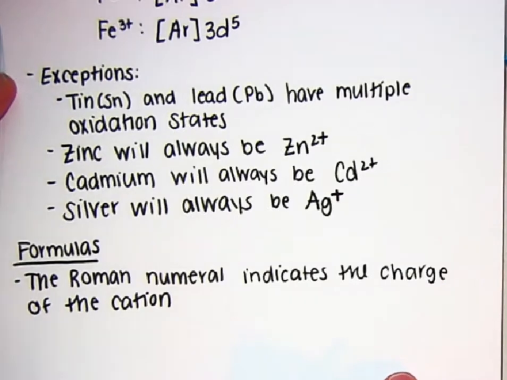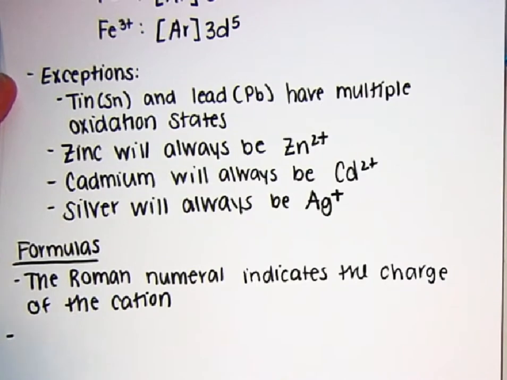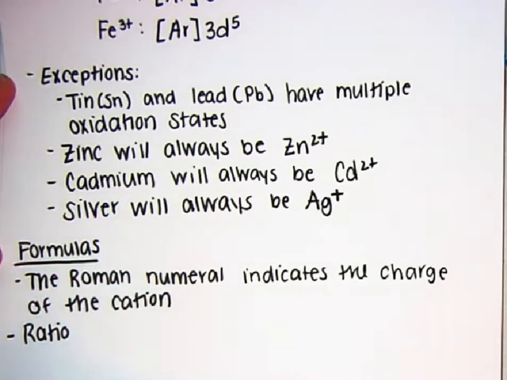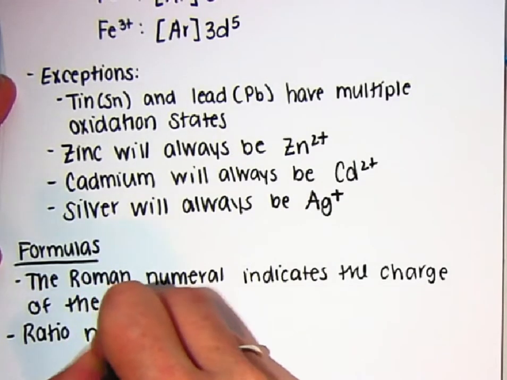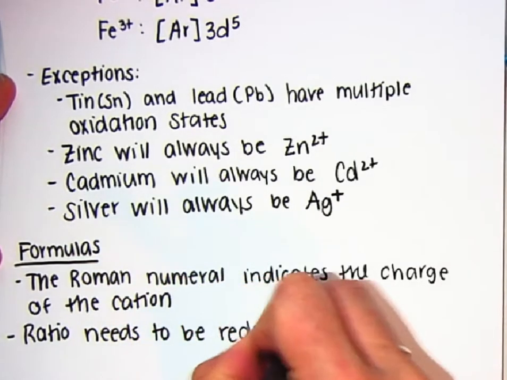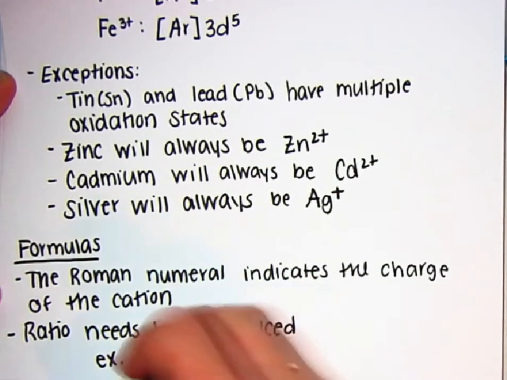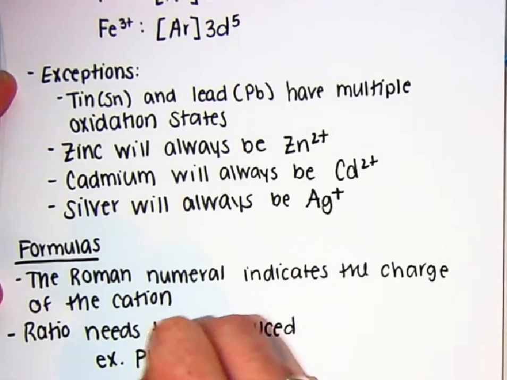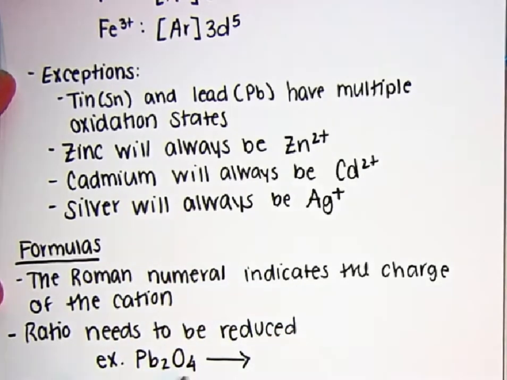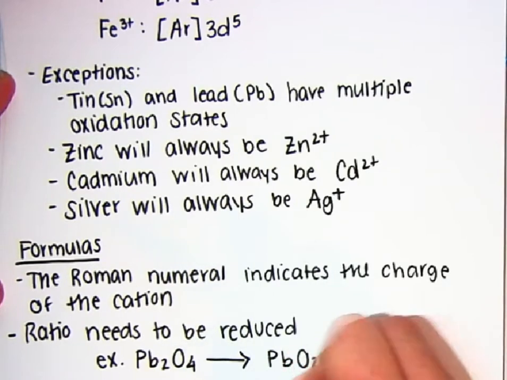And then one thing that we haven't mentioned yet, because typically I don't see students do this until we get to this lesson, ionic compounds, the ratio should always be in the most reduced form. So the ratio needs to be reduced. Let's say you wrote a formula of Pb2O4. Both of these subscripts are divisible by 2, so we would want to reduce it down to PbO2.